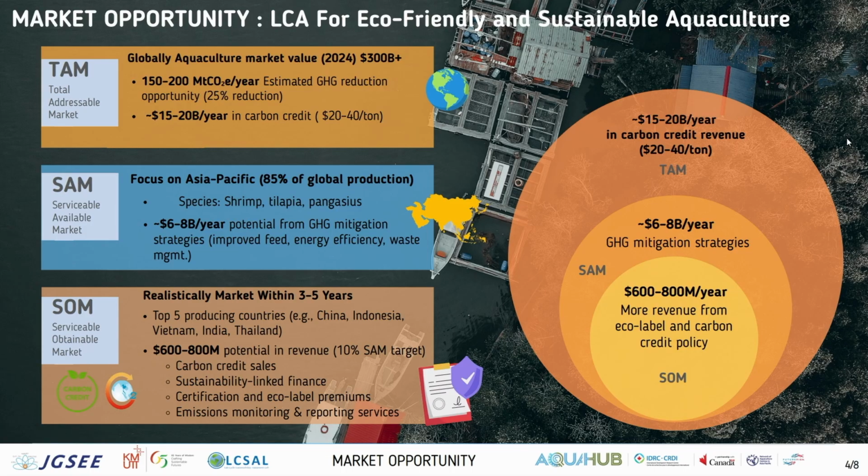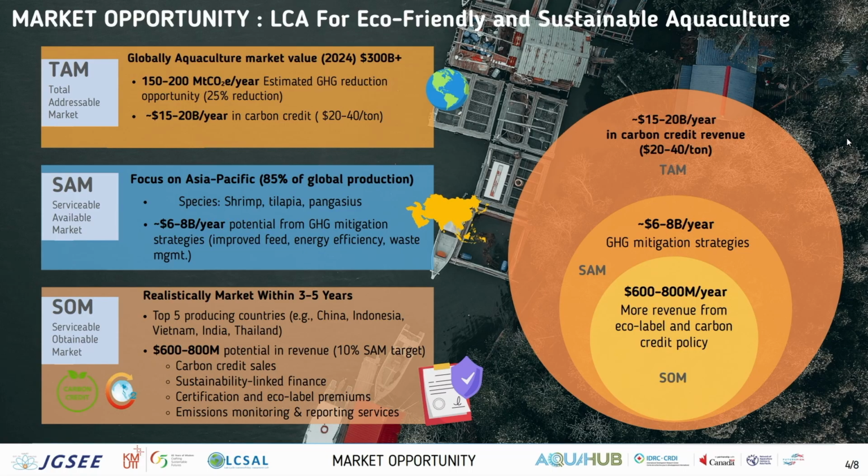If we scope down to only the Asia Pacific, which is 85% of the total production, and apply this policy only there, we get more benefit, around 6 to 8 billion per year, from the potential of greenhouse gas mitigation strategies, such as reducing feed, using alternative energy, or using waste management.